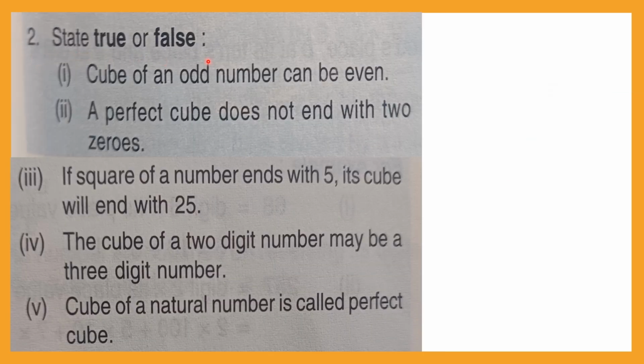Question 2, state true or false. The first one: cube of an odd number can be even. That is false. Cube of an odd number is always an odd number. So we can say that this statement is false.